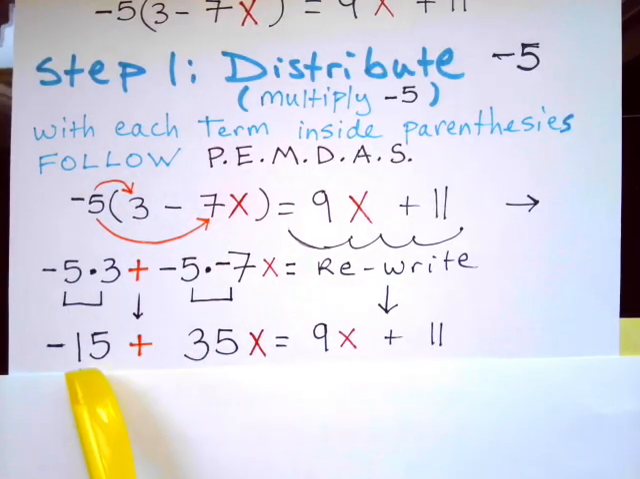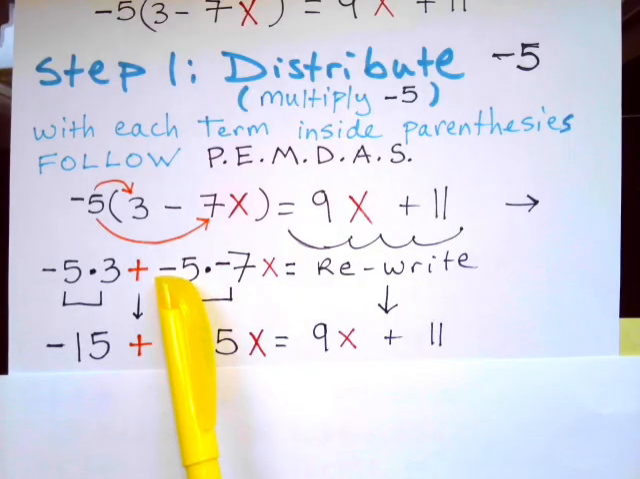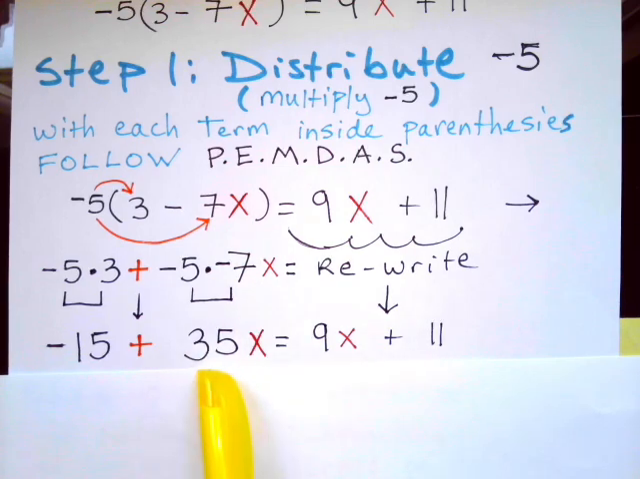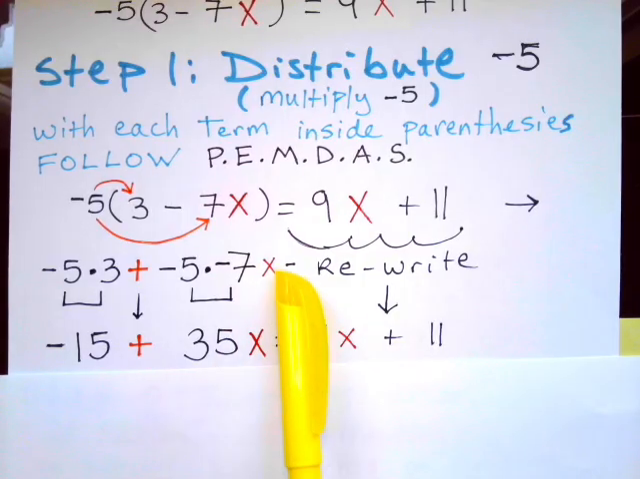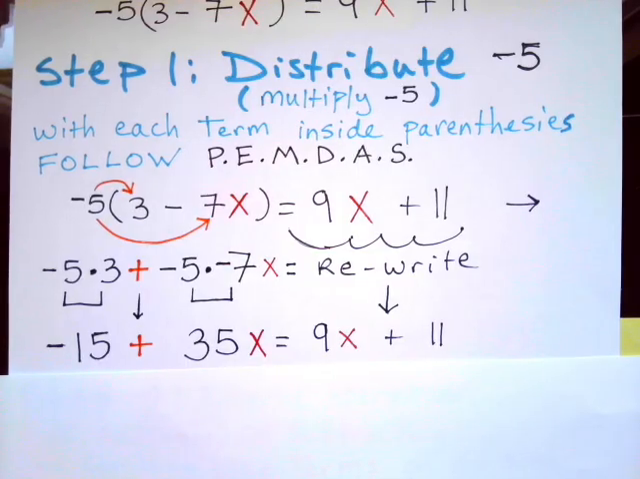Negative 5 times 3 is a negative 15, plus negative 5 and negative 7 is a positive 35, and that x is attached. This means multiplication, so you just can't leave that x behind. 35x equals, and then we just rewrite the 9x plus 11 down here below.